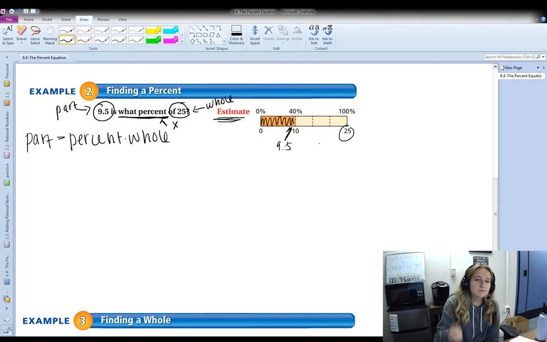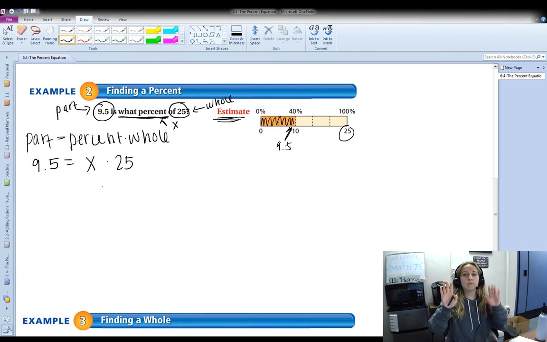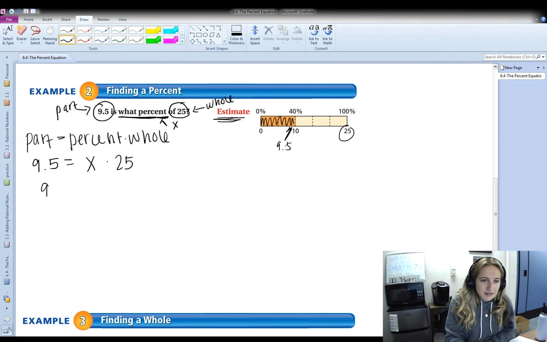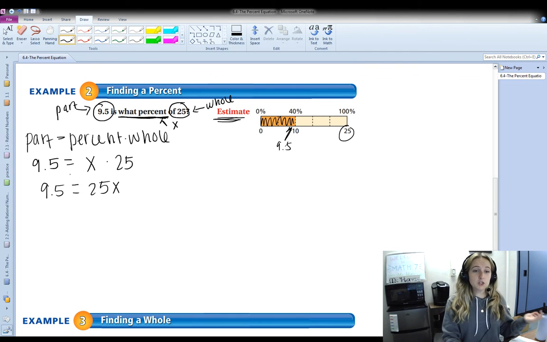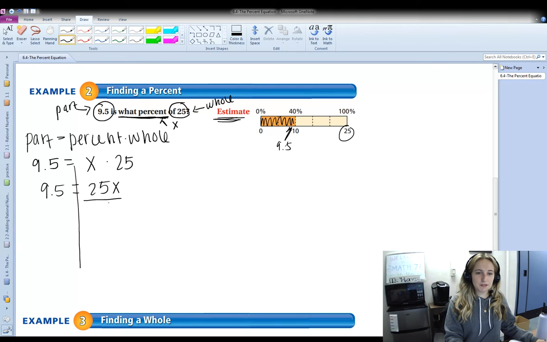Let's see if our estimate is correct. Our part is 9.5, so let's fill that in. Our percent, we don't know it, so we're going to write x, and our whole is 25. Remember, if you multiply a variable with a number, they just stick together, and the number should always go in front of it. So we're going to write it as 9.5 equals 25x. Now we want to solve for x. We know how to do this. We need to divide both sides by 25.